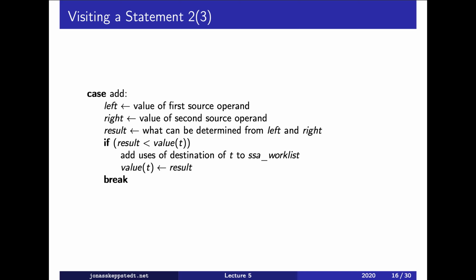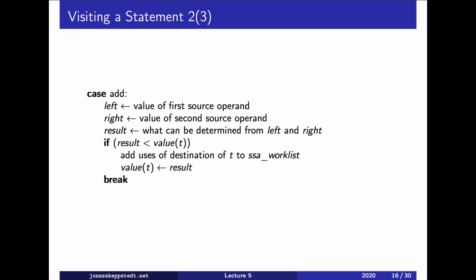And as an example of a normal instruction, we have the add. So we find the value of the left operand, the value of the right operand, and then the result is what we can determine from the left and the right. So if both are constants, then we can compute the constant result. If any of them is non-constant, the result is non-constant.